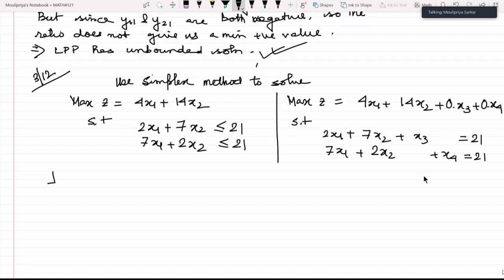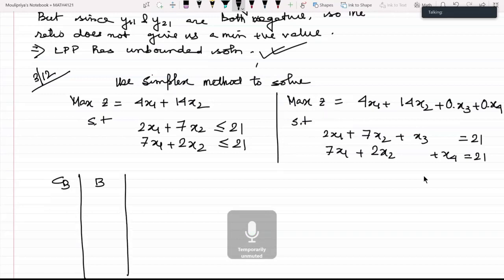So tell me, what would be the simplex table in this case? The simplex table would be, how many columns in total? You have CB, B, XB.